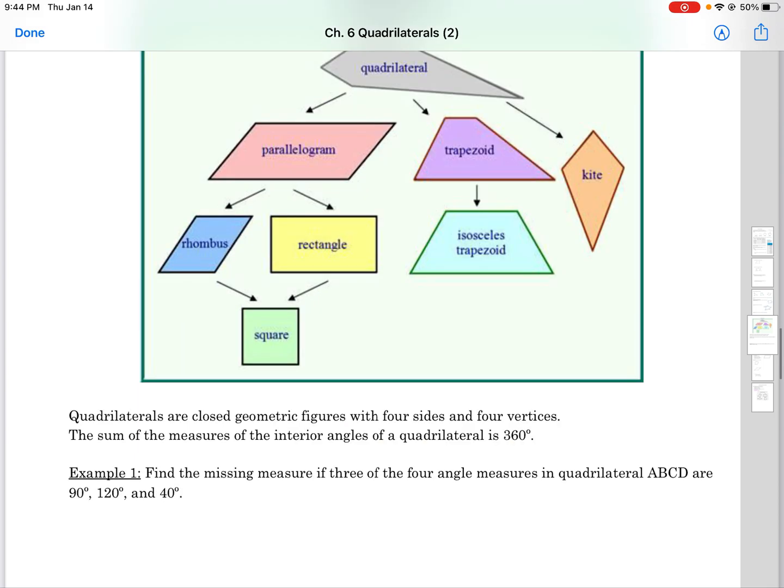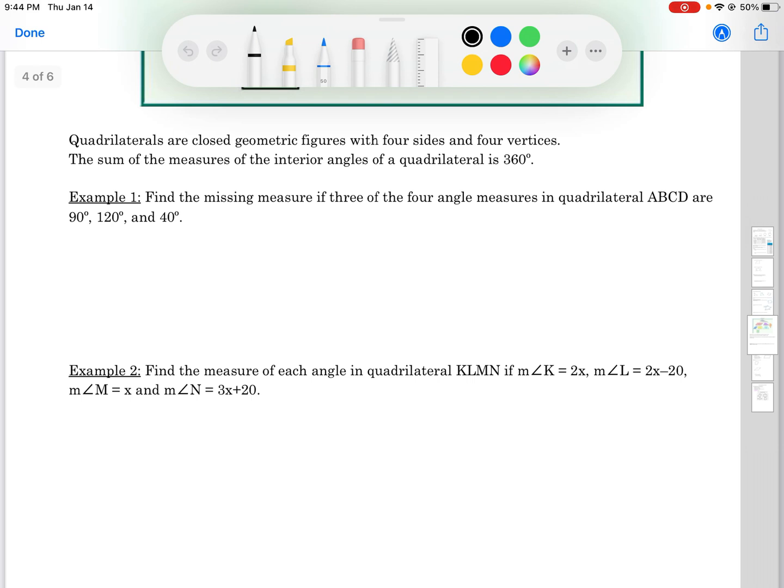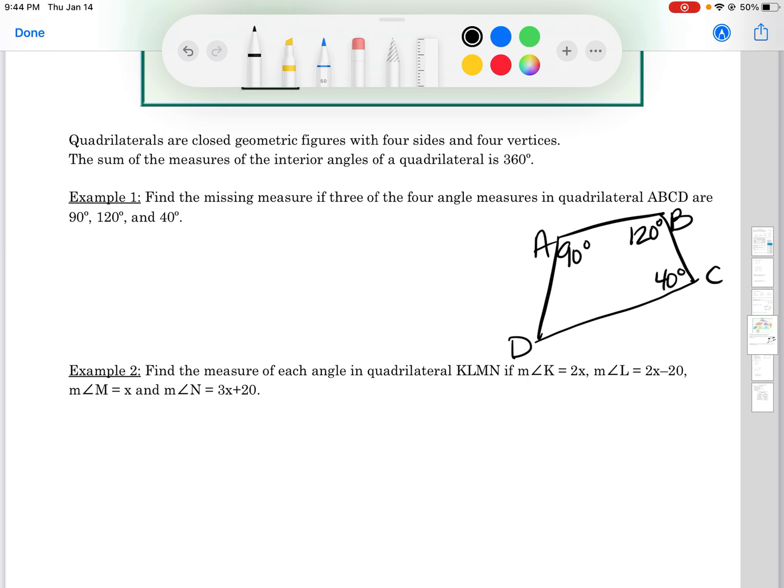For our first example, we are going to find the missing measure if we are given 3 of these measures. So we want some quadrilateral. It says we're going to call it ABCD. So just some random 4-sided shape. We'll call it A, B, C, D. We always go in a circle as we label them. And the angles are 90 degrees, 120 degrees, and 40 degrees, and we want to find the fourth angle. So we can call that fourth angle X.